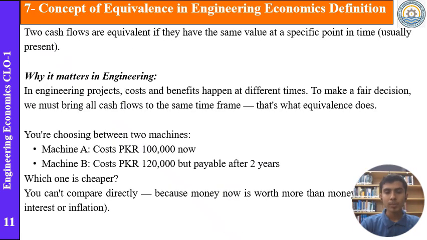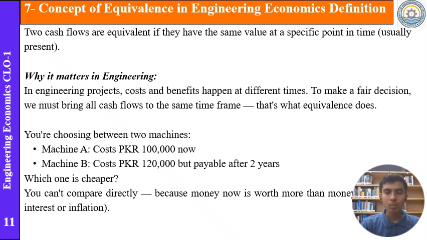Now I am going to explain the engineering economic equivalence concept, which is the very last topic under the CLO1. It says that two cash flow series are always equivalent to each other if they have the same value at a specific point in time. So why does it matter while working on an engineering project? We know that benefits and de-benefits are part of a project. Sometimes we may get a profit from the project, while at another time we may get a loss.